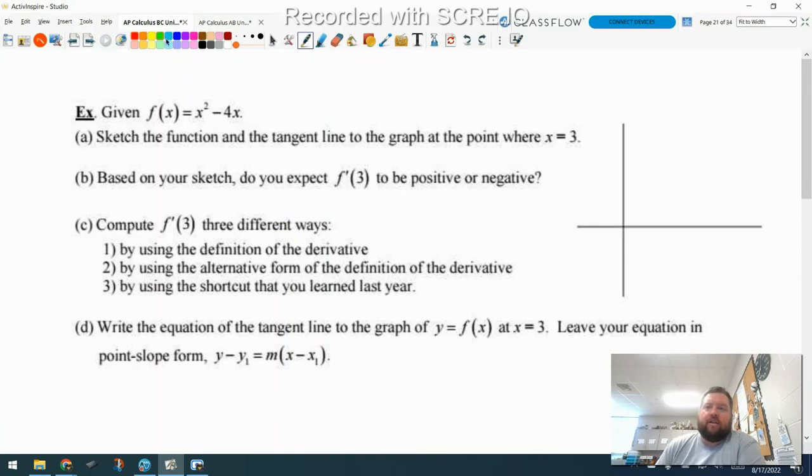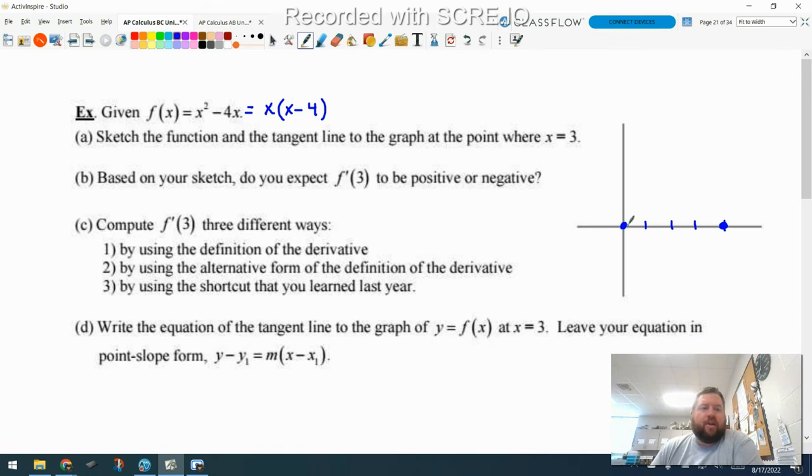All right, so now we're going to get out of the velocity world and just do a regular old math function here. So f of x is equal to x squared minus 4x. Sketch the function and the tangent line to the graph at the point where x is equal to 3. All right, so I am going to factor this, x times x minus 4. So I have zeros at x equals 0 and x equals 4.